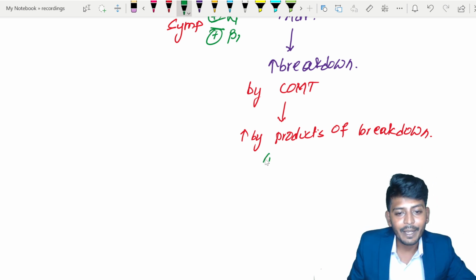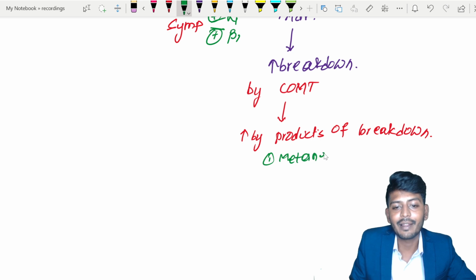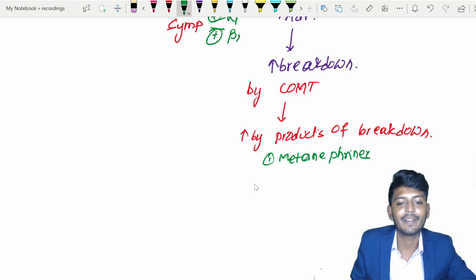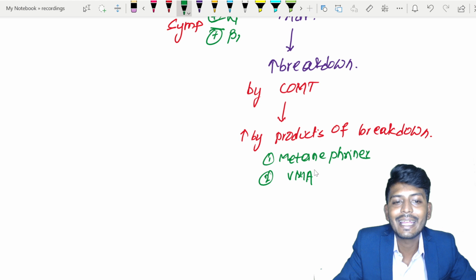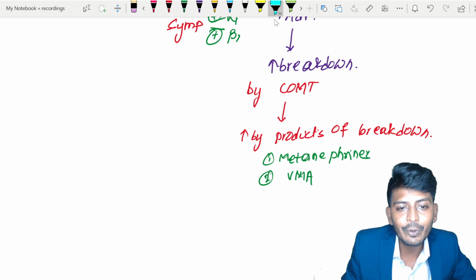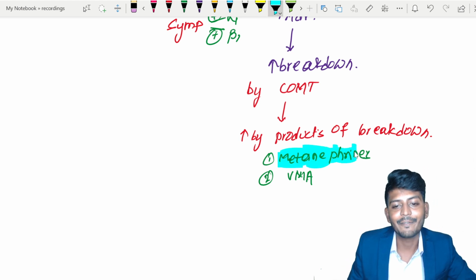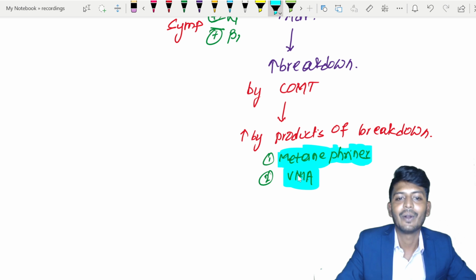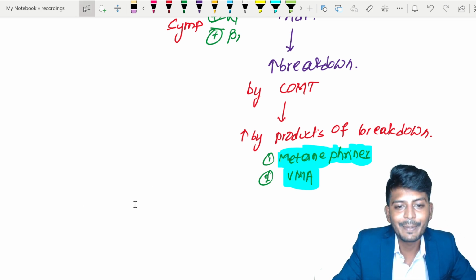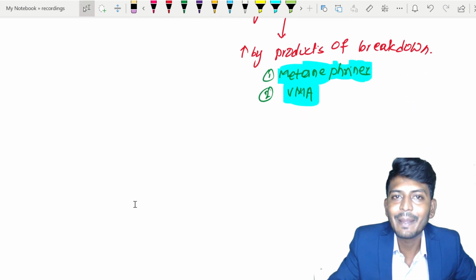The first important byproduct is called metanephrines, my dear students. And the second byproduct is called VMA, vanillylmandelic acid. So automatically during pheochromocytoma, metanephrine levels will be raised. Now with this much being understood, let's go to the next important aspect.